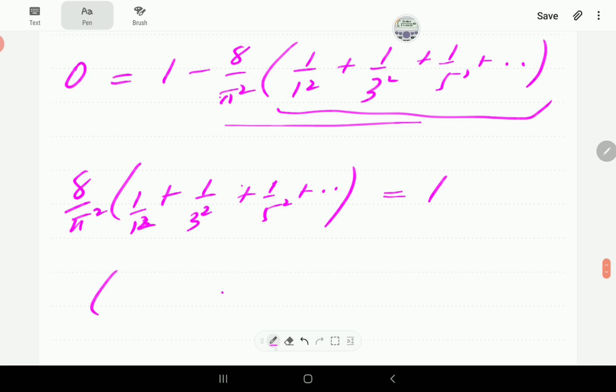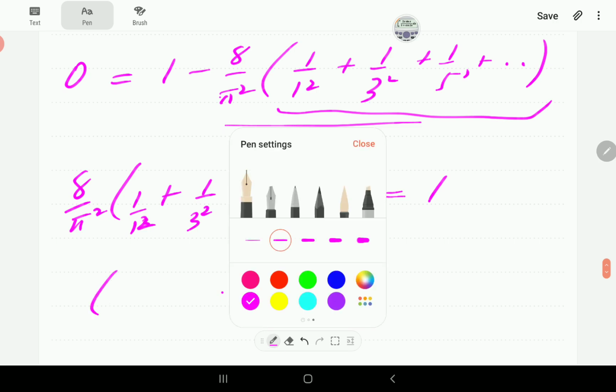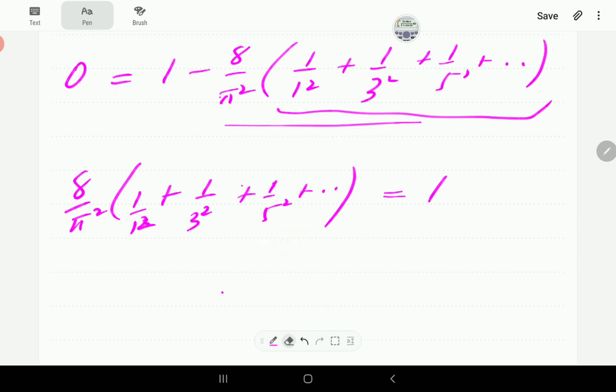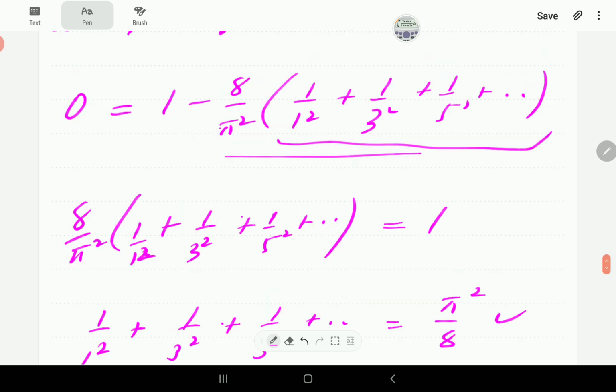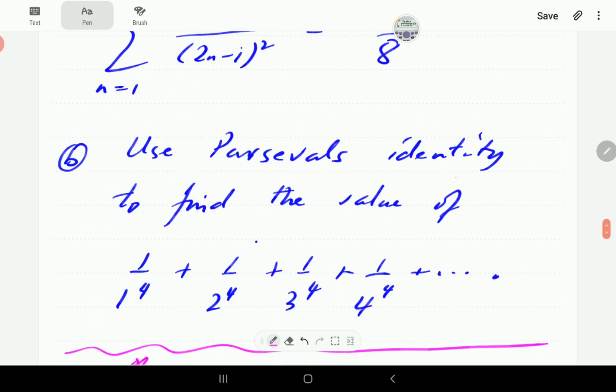So if we take the 8 over pi squared to the right hand side, then we have the result we are looking for. 1 over 5 squared is going to be pi squared over 8. Okay, so that one is done. Number 2, use Parseval's identity to find the value of this infinite sum.